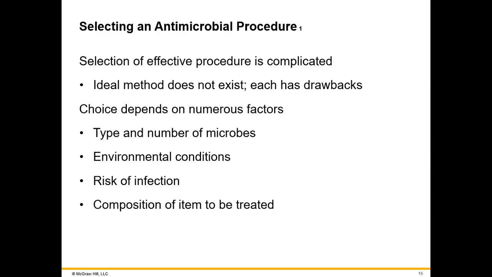The environmental conditions that are used, the risk of infection. Are the microbes pathogenic, highly pathogenic, transmissible? And finally, of course, the composition of the item itself. Is it solid? Is it a powder? Is it a food material, flour, for example? You would consider the treatment of flour or starch or sugar differently than a canned soup or a piece of canned tuna.